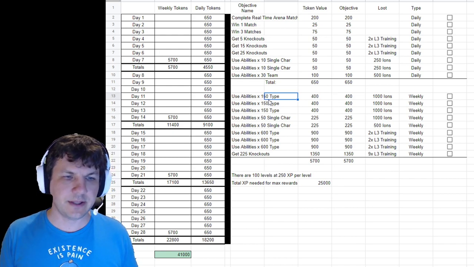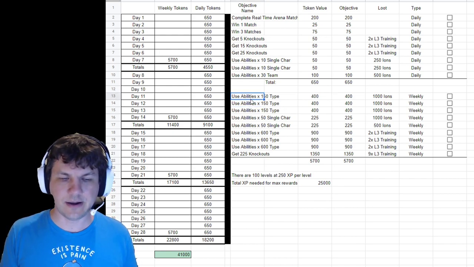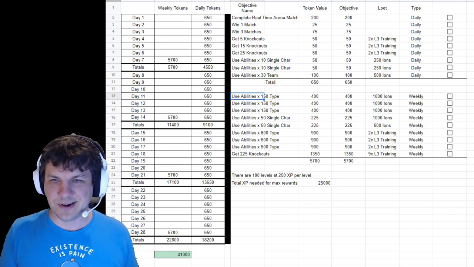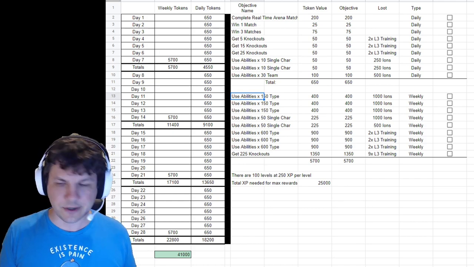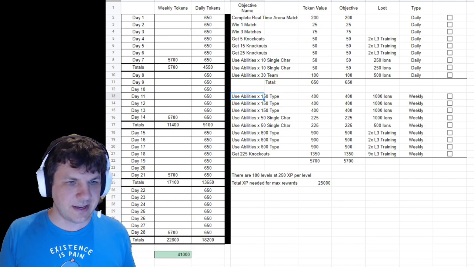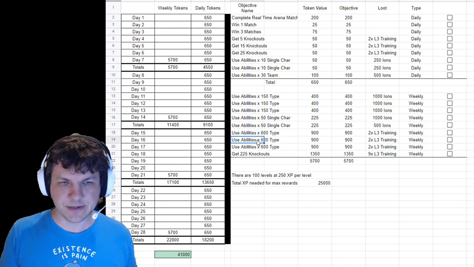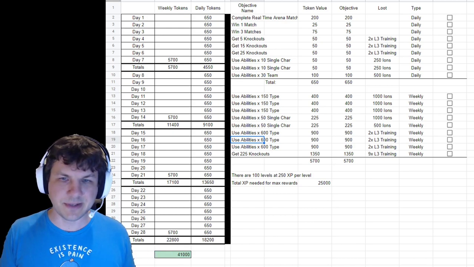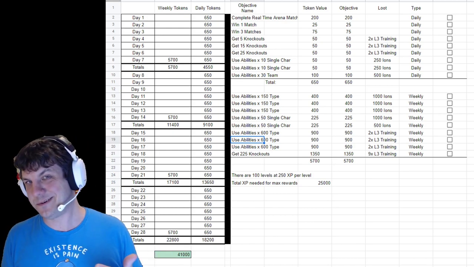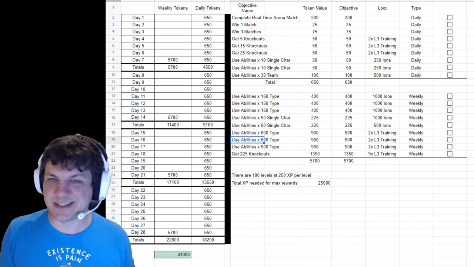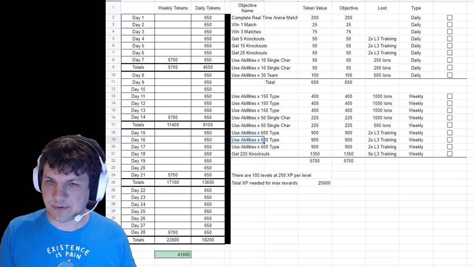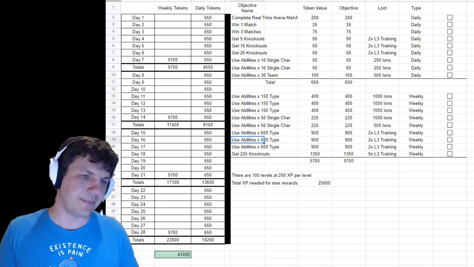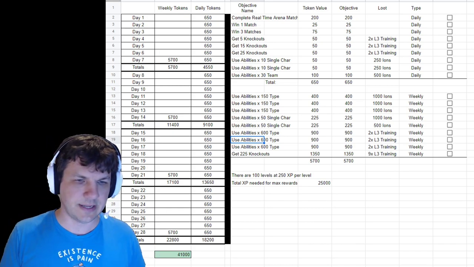So 150 ability uses of a specific type. Mine this week were Mystic, Brawler, and Protector, sorry. And then the 600 types, which are very similar, I got Villain as well, which is not bad, and Mystic, so I have Mystic at 150 and 600, which is double dipping, which is nice, it makes it easier. And then I also got Brawler as one of them, so not a whole lot of overlap there, but that's okay. It's nice to have at least one that overlaps.